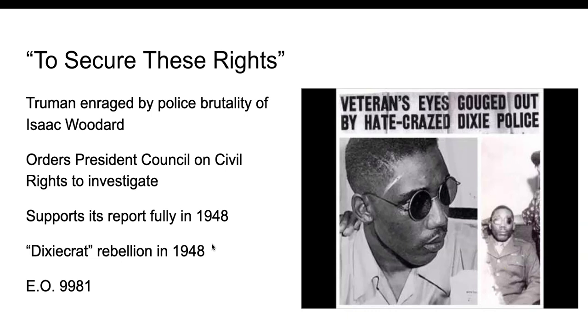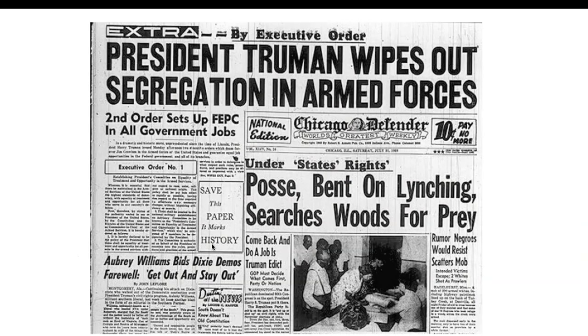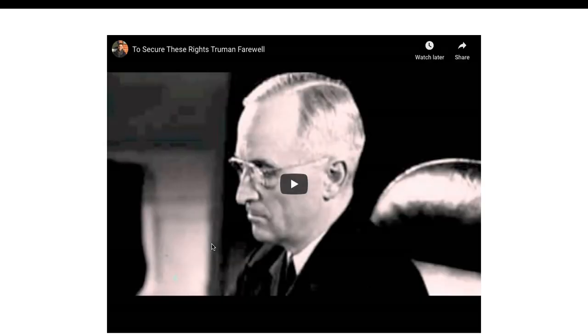And he will do something that hadn't been done since the Civil War. He will desegregate the military. With Executive Order 9981, Truman will desegregate the military, will integrate the military, and this will be one of the first major victories of the civil rights movement.